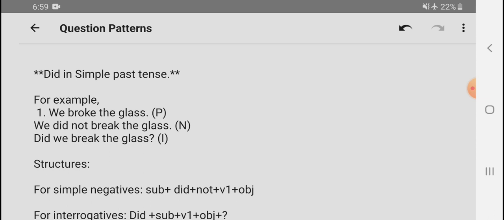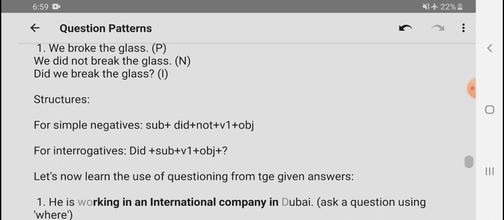And in making interrogative, the same rule follows. Do we break the glass? Then question mark. Structure, if you see here for simple negatives, it would be subject, then did, plus not, plus verb 1. It will never be verb 2, it will be verb 1. That's where everybody makes a mistake. Then object. And for interrogatives, did will come first, then subject, then verb 1, then object, then question mark.